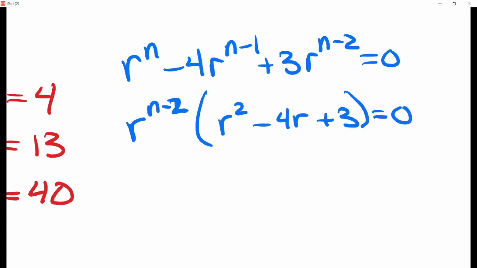So that may be unfamiliar to you because these exponents are weird, aren't they? But once I pull out this r to the n minus 2, now you might still be dazzled by this, but you can check to see that this is correct. R to the n minus 2 times r squared is r to the n. R to the n minus 2 times negative 4r is negative 4r to the n minus 1. And then this times 3, of course, is that.